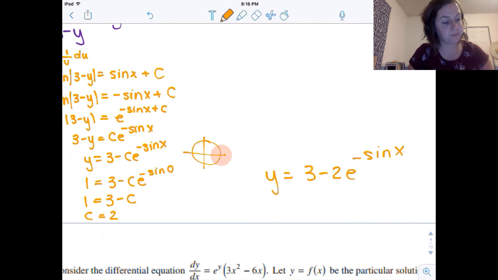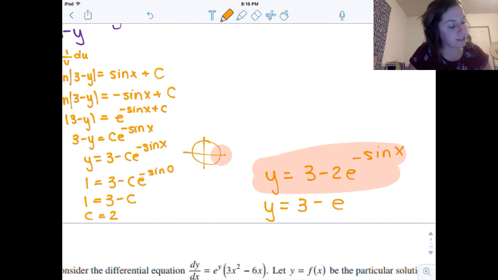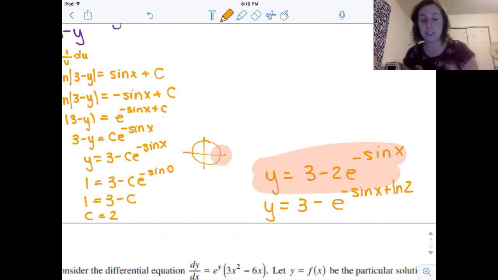Now, let's say you didn't bring the c down to the front. Okay, let's say you didn't do that. Maybe you left it like this. y equals 3 minus e to the negative sine x plus ln 2. Maybe you had that. That's the same thing. That's equivalent. You would still get full credit for that on the exam.